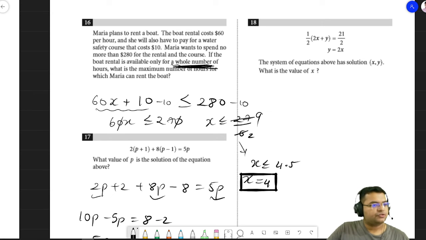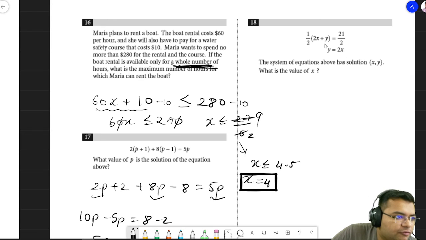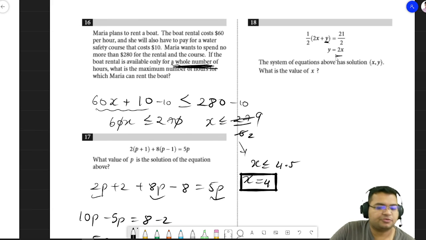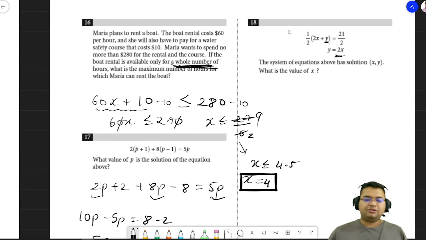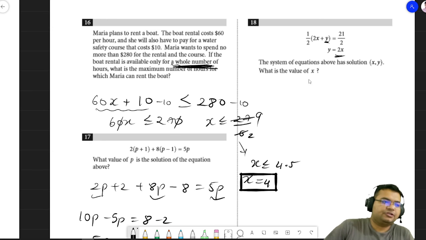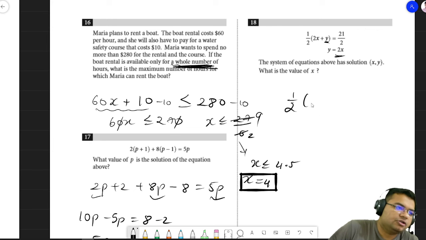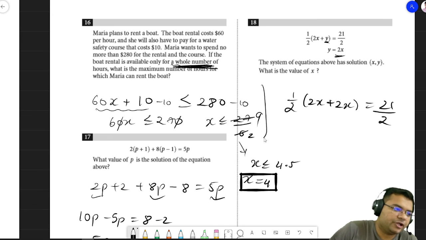The system of the equations above has a solution x comma y. What is the value of x? Very simple question. Instead of y in the first equation, substitute the value of x. As soon as you substitute the value of x, you will get half 2x plus 2x equals to 21 over 2. Fine.